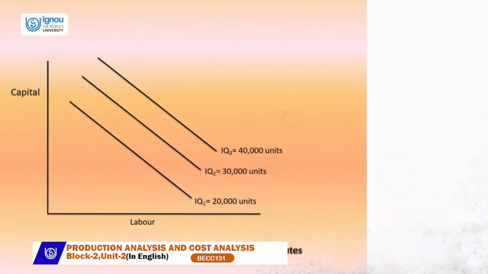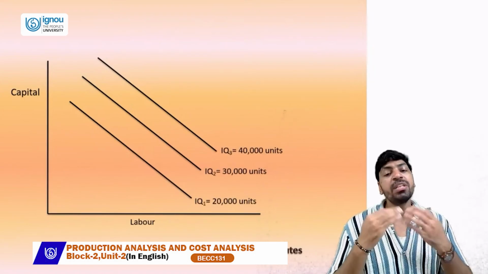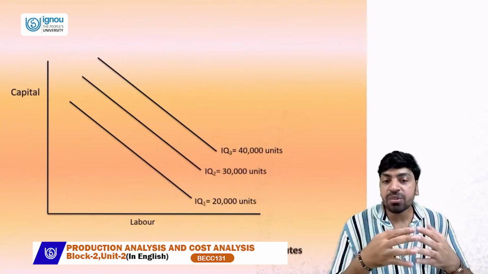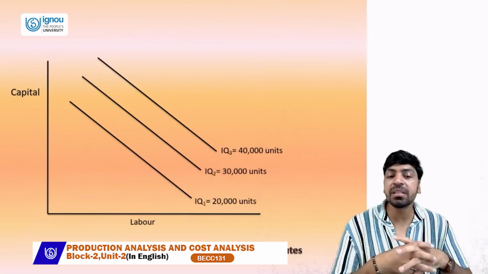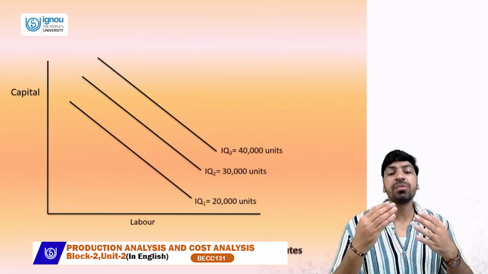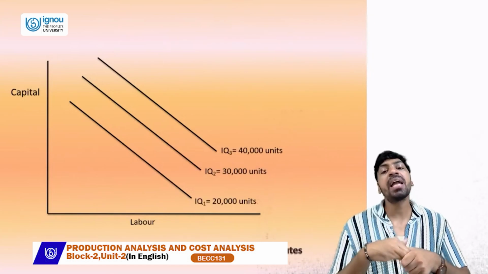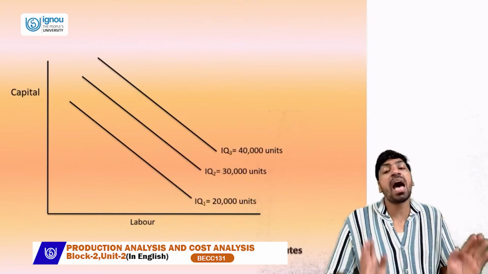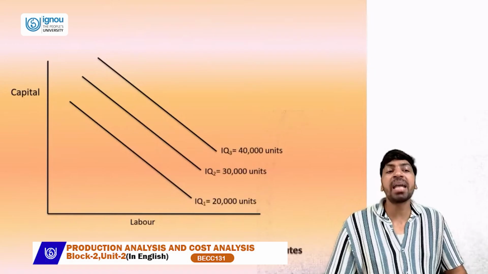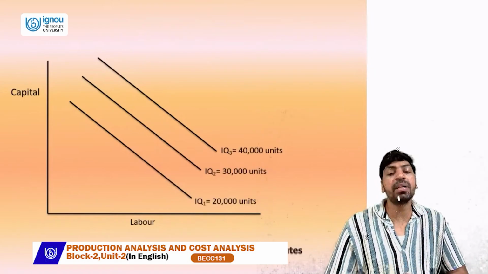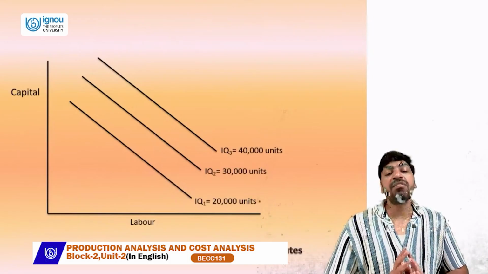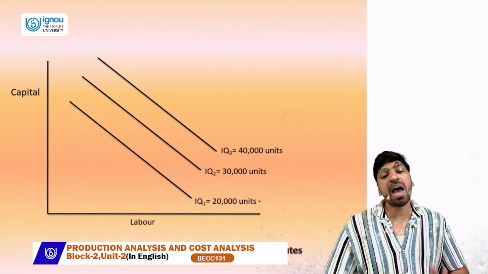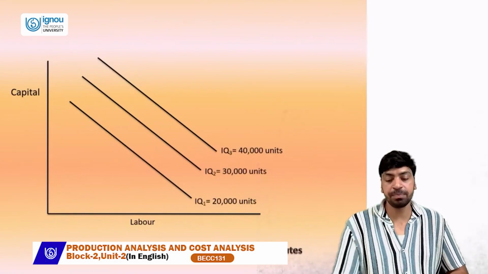So if you see the 20,000 units, that is the beginning of the isoquant, a lower isoquant, then it reaches IQ2, which is a higher isoquant, which yields 30,000 units by combining labor and capital. When we reach IQ3, which is the highest isoquant, that produces 40,000 units, which is the highest level of output by combining both factor inputs, labor and capital. And overall, to conclude, the isoquants are perfect substitutes by combining the two factor inputs, labor and capital.